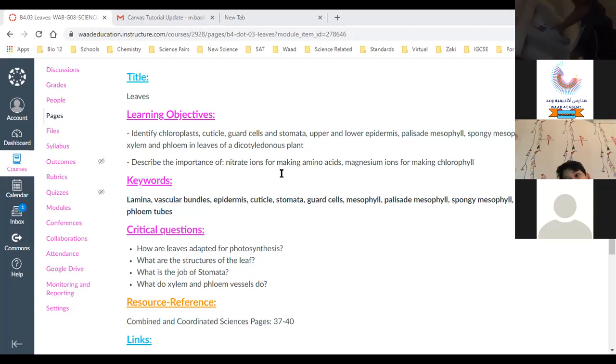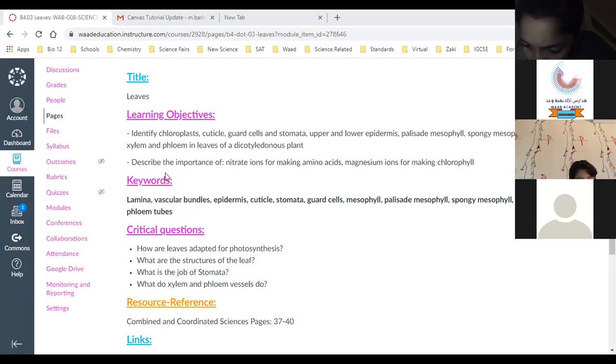We are going to learn about what a chloroplast is. Second, what is the cuticle? Number 3 is the guard cells. Number 4, the stomata. Then number 5, upper and lower epidermis. Palisade mesophyll. Number 6, spongy mesophyll. Number 7, vascular bundles. Number 8 is going to be xylem and phloem. So 9 and 10 would be dicotyledonous plant. So what does this mean?